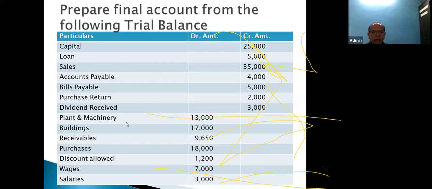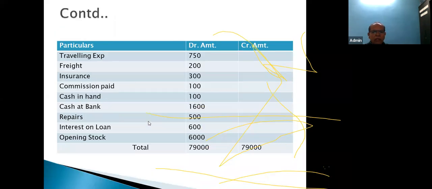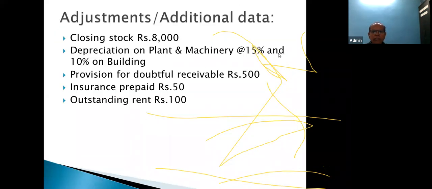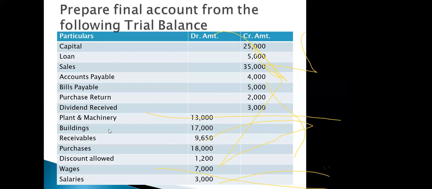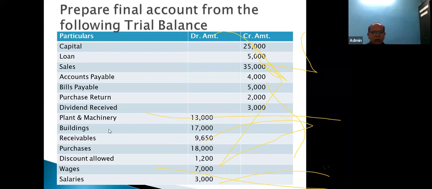So we have given the effect of depreciation now. In the same adjustment, we have also mentioned 10% on building. What is the value of building? Look here, I am showing with my cursor. Building is 17,000. So 10% on 17,000 comes to 1,700 depreciation. First effect, go to your profit and loss account debit side and write depreciation on building 1,700.